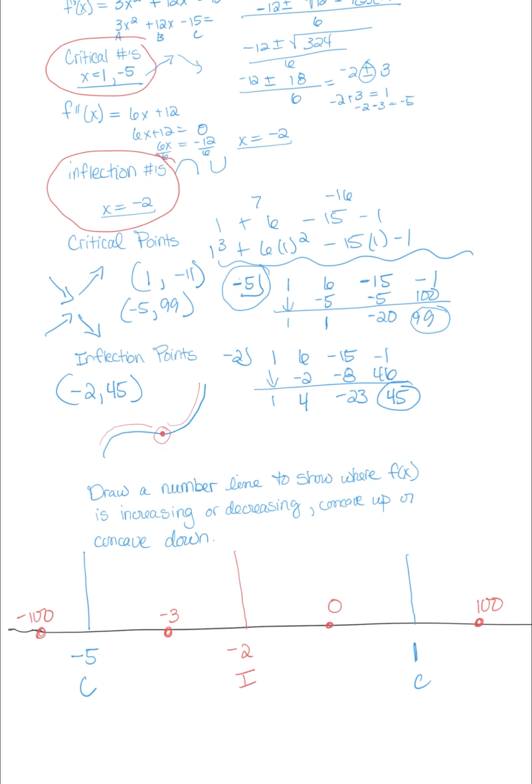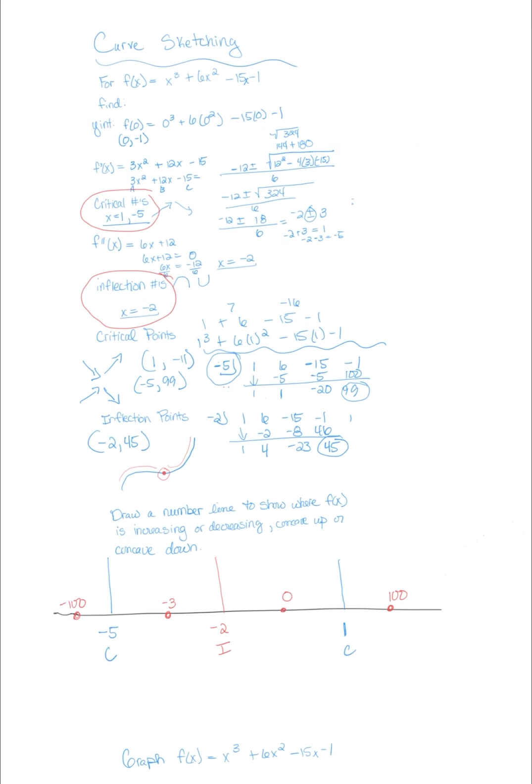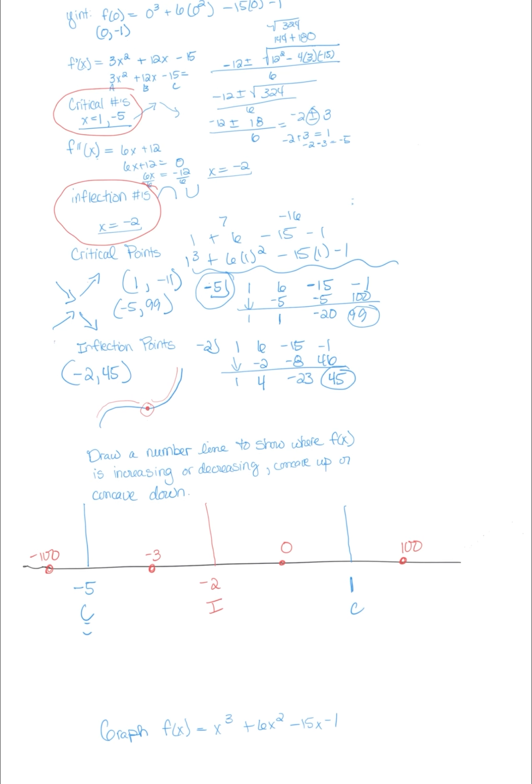Now, what we're going to do is we're going to plug all of these test values into the first derivative to see where our graph is increasing or decreasing on that interval. All right, so our first derivative was, let's write this down, f prime of x equals 3x squared plus 12x minus 15.